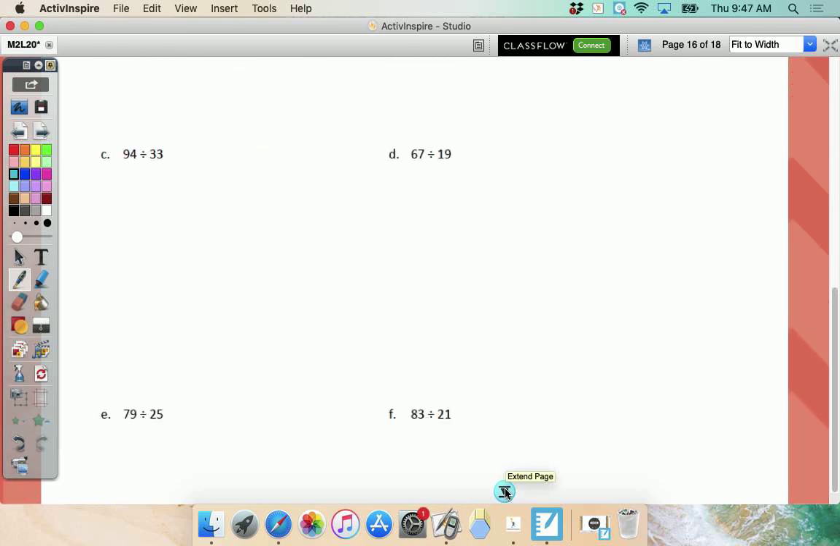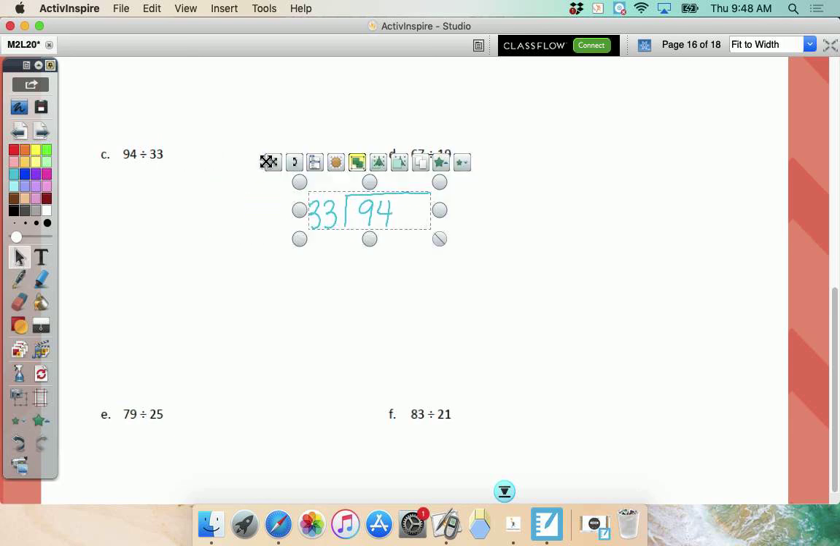What I need you to do is on the back of your paper, just write down 94 divided by 33. And then we still need the exact same things. Let me move that over a little bit. We're going to need the lines for estimating, and then we'll go through all the steps. Okay, we wrote the problem. Now what should we do?